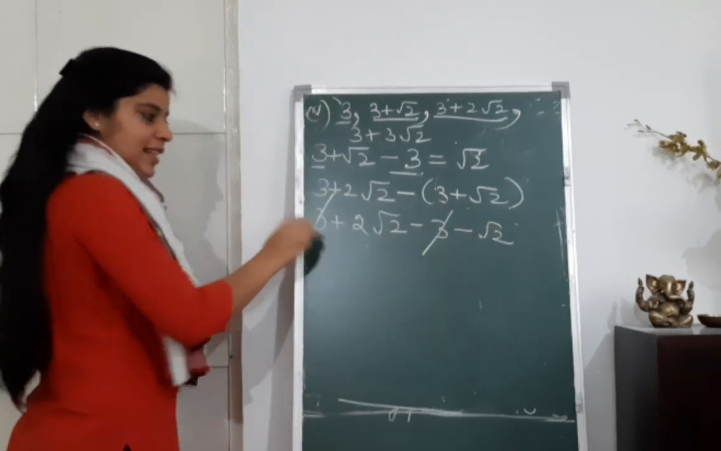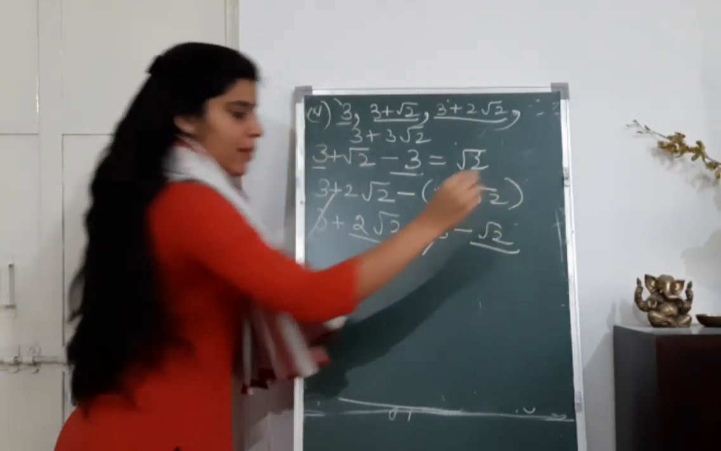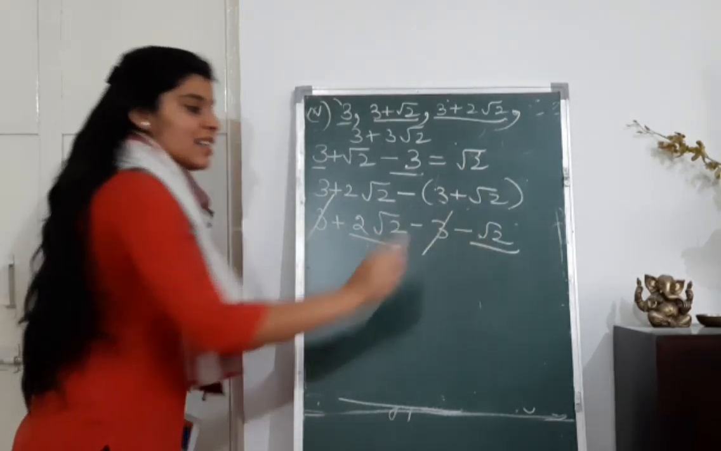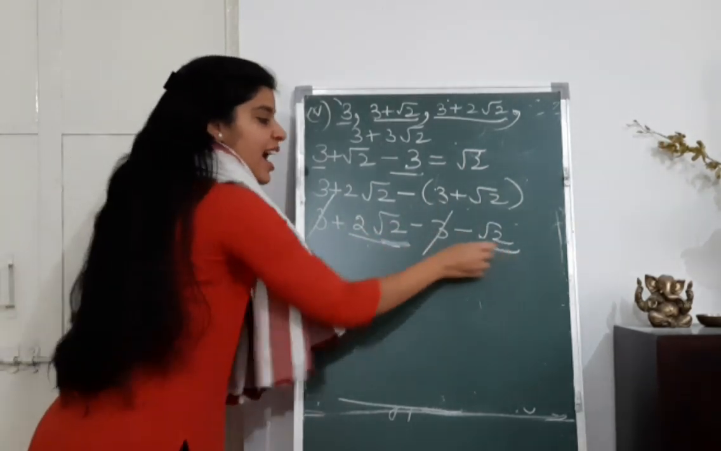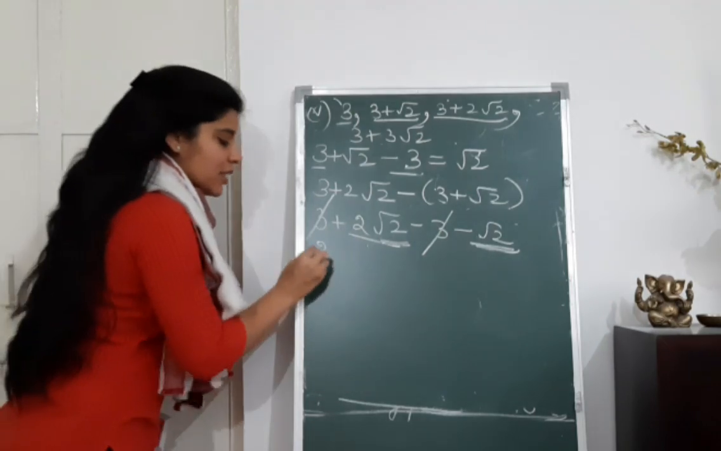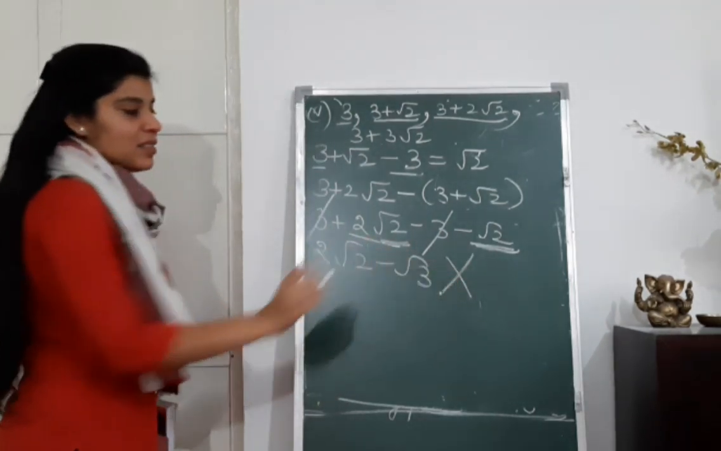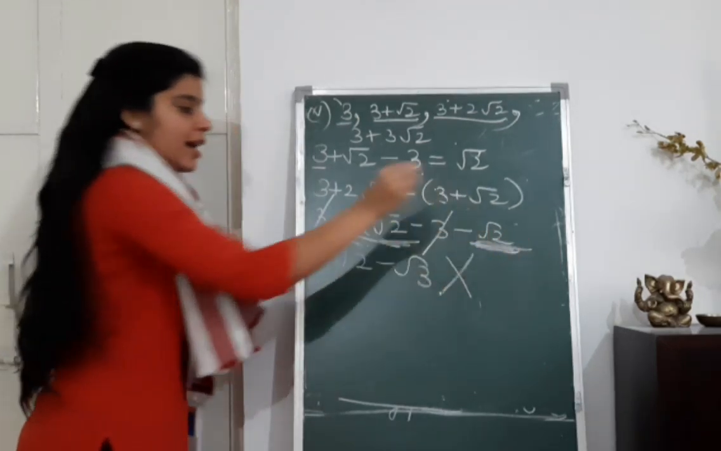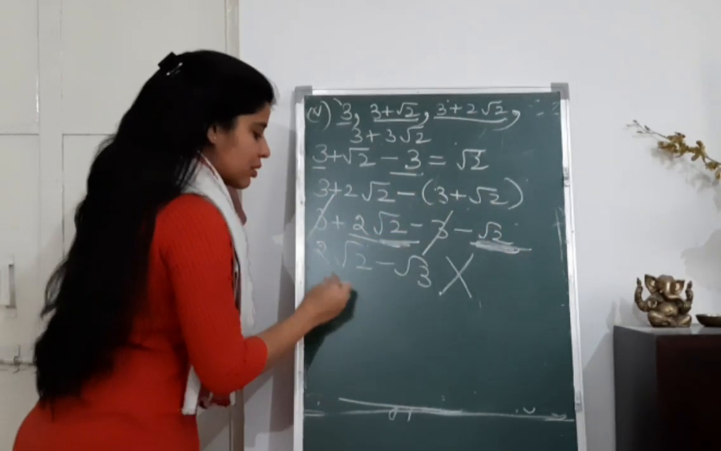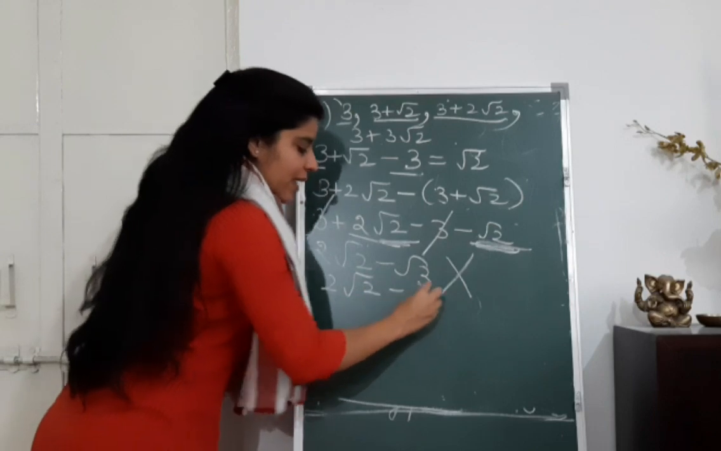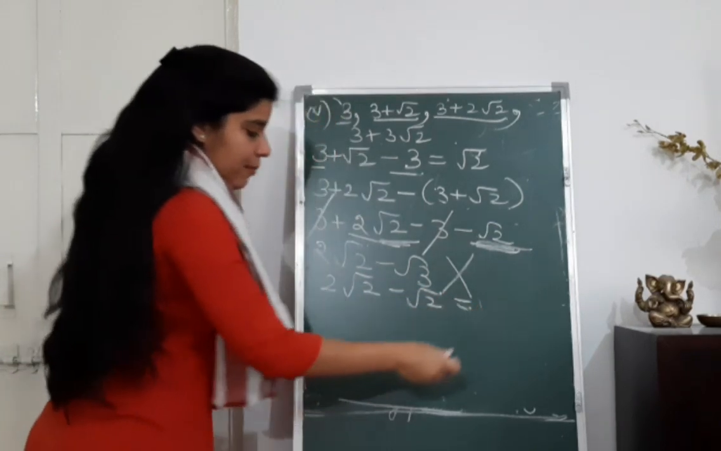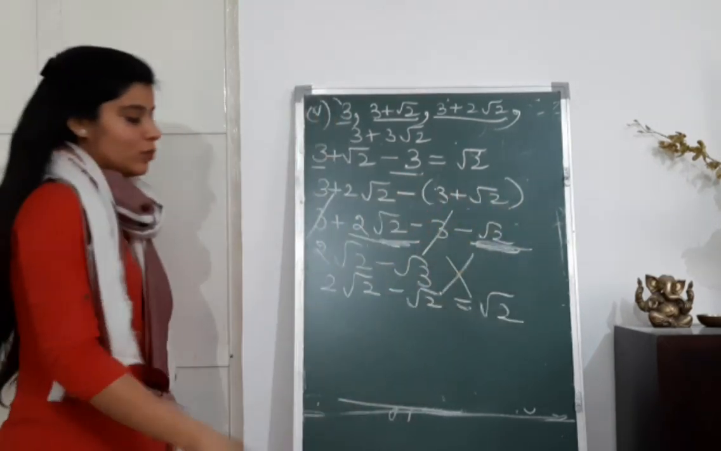So this and this again cancel. 2 root 2 minus root 2. We can subtract this from this because root 2 and root 2 are there. If suppose it would have been 2 root 2 minus root 3, then you can't subtract this from this because here is root 2 and root 3. That's why you are allowed to subtract this. And 2 root 2 minus root 2 is again nothing but root 2.